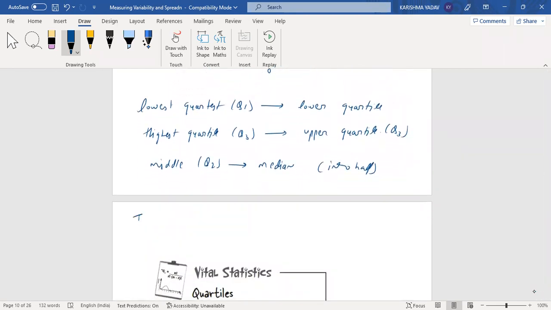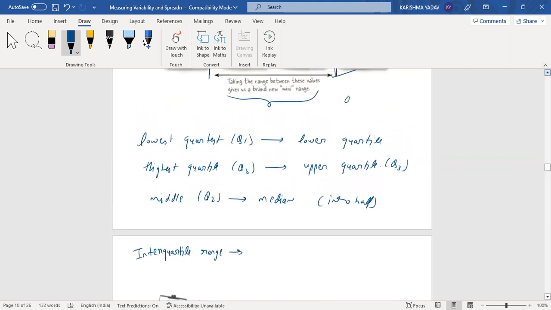Now what is the interquartile range? In the interquartile range, we have Q1, Q2, Q3, and we have to take out the range from these. Then what will be the range? That is Q3 minus Q1. That's how we find the data range. That is upper quartile minus lower quartile.